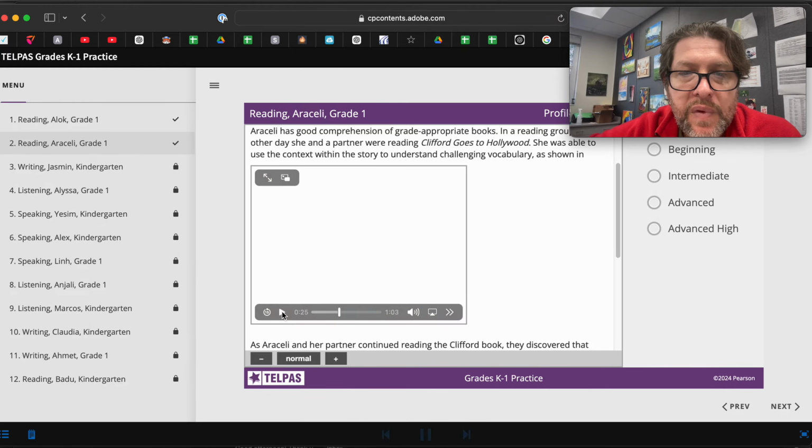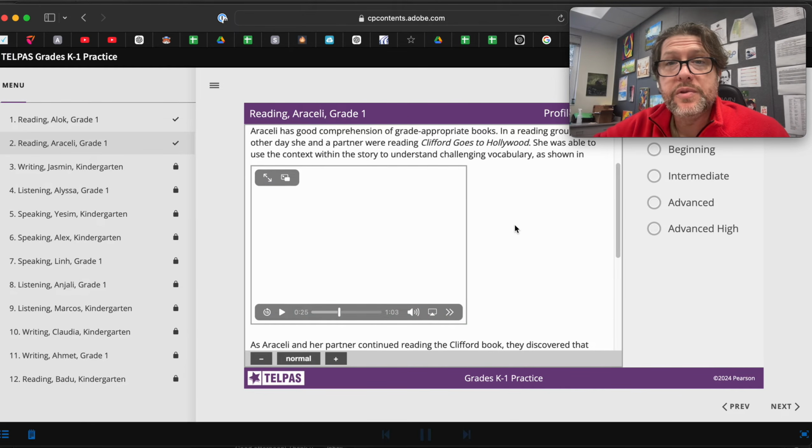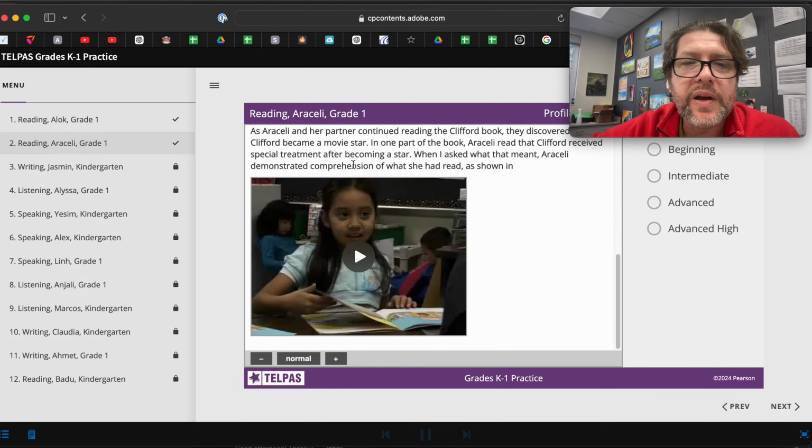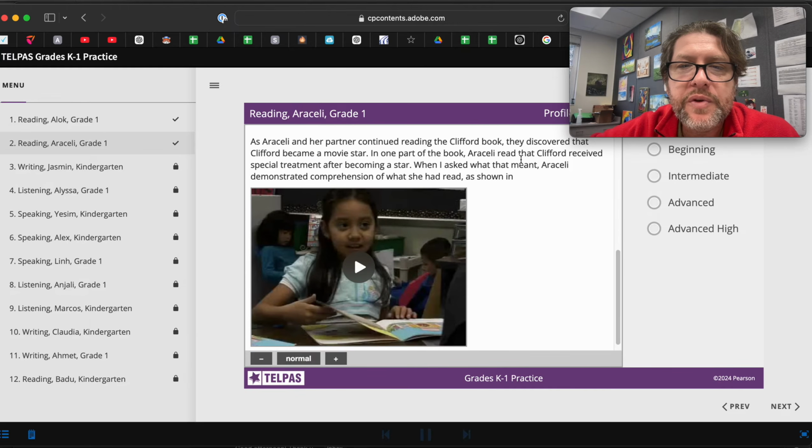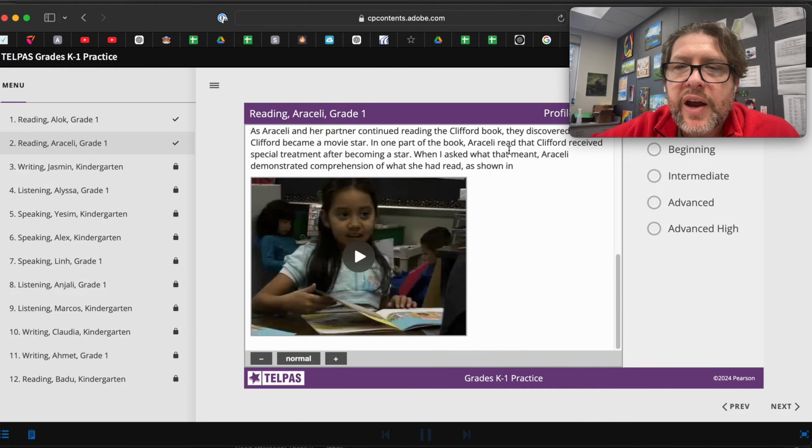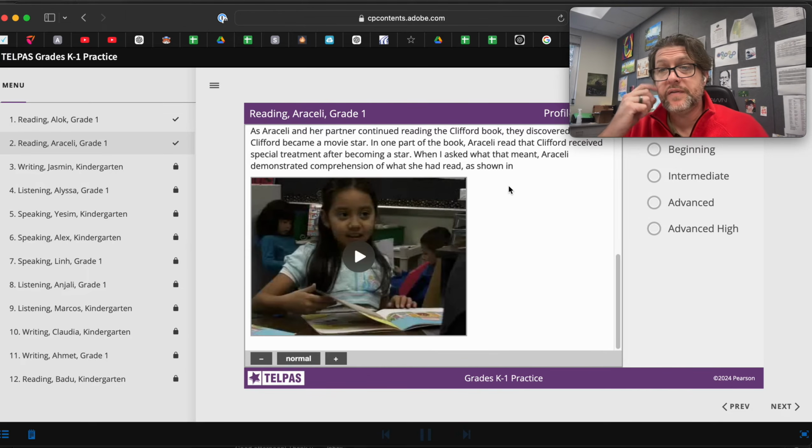Now, okay, so was she able to decode? She was decoding pretty fluently, right? So let's keep going. As Araceli and her partner continue reading, they discover that Clifford became a movie star. In one part of the book, Araceli read that Clifford received special treatment after becoming a star. When I asked what that meant, Araceli demonstrated comprehension of what she read as shown. Does she have good comprehension?